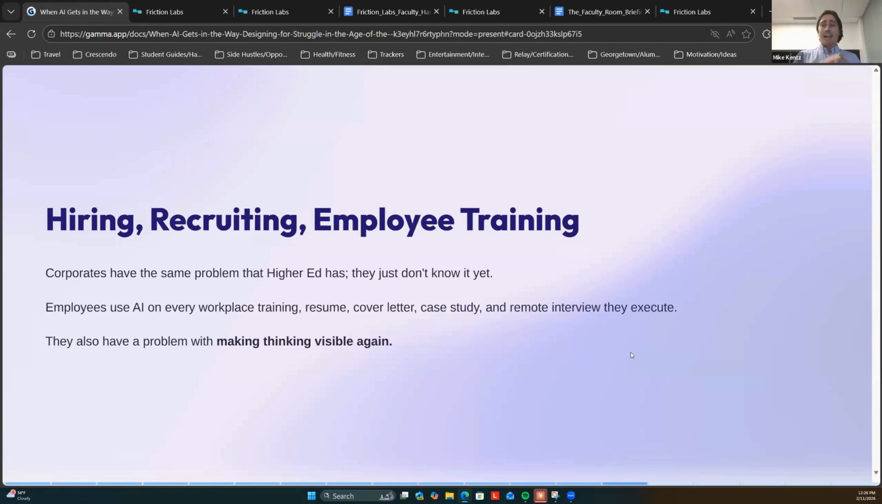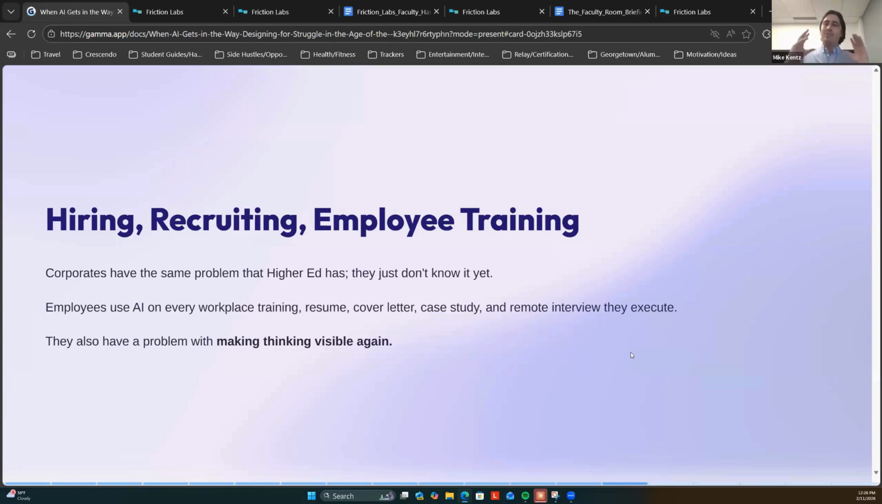Employees are using AI on every training that they do in the workplace. They're using it for, of course, their resume and cover letter. They're also using it if you give them a case study during the hiring process. They're not going to do that just by themselves. They're going to open up ChatGPT and use it.